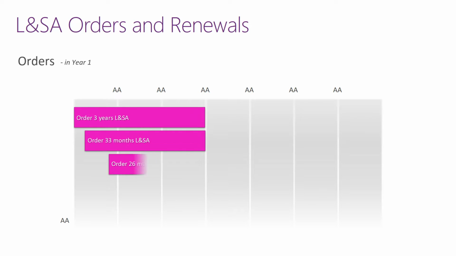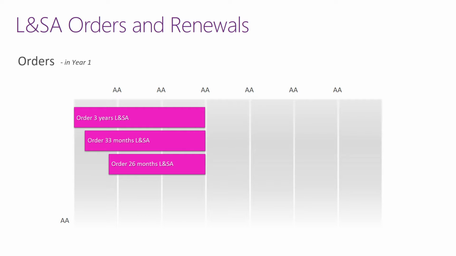Let's take a look. The first order is right on the anniversary of the agreement, and so the customer buys the license and 3 years of SA. They place another order a few months later, and you can see that to make alignment of renewals convenient, the customer just pays for 33 months of SA. That's complete months up until the anniversary. And the same concept again with the next order placed a few months later.